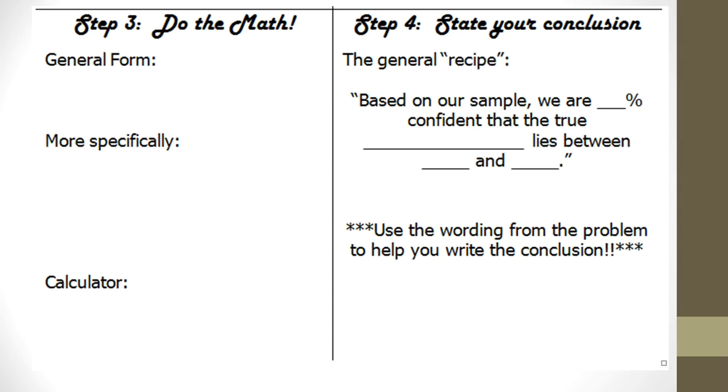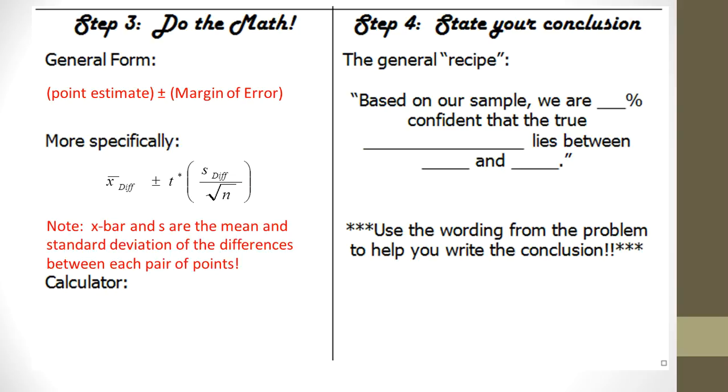Step 3 is our math. And remember, with a confidence interval, the general form is our point estimate plus or minus our margin of error. More specifically, we're going to be looking at our average plus or minus our margin of error. But our average and standard deviation here are going to be the mean and standard deviation of the differences between the pairs of points. So rather than the actual data, we're going to be looking at the differences between the pairs and using that as our data.